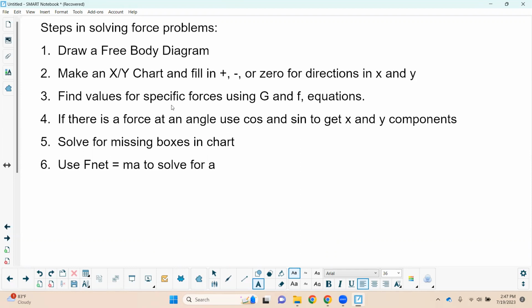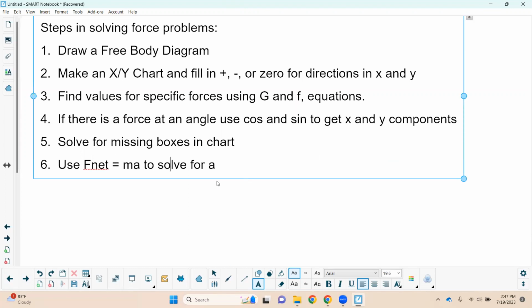We're going to find our values for specific forces. If they're not given, we're going to use the gravity equation or the friction equation if we know the information, and fill that in. If there's a force at an angle, we're going to use the cosine and sine to get the x and y components. That's what we primarily went over in this video. And then we're going to solve for missing boxes in the chart. You'll see this process played out in the next couple of videos of me practicing some numbers. You're going to do some algebra, and then total up the columns to get the net force. And then you're going to use Newton's second law: the net force is equal to mass times acceleration, and generally solve for the acceleration.